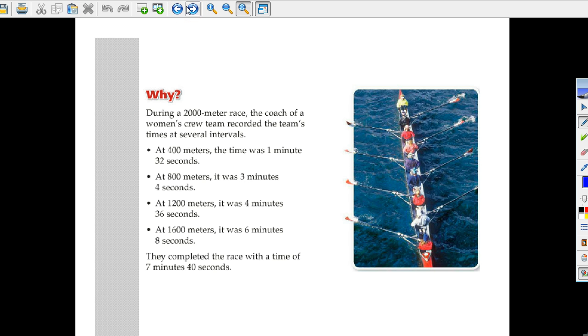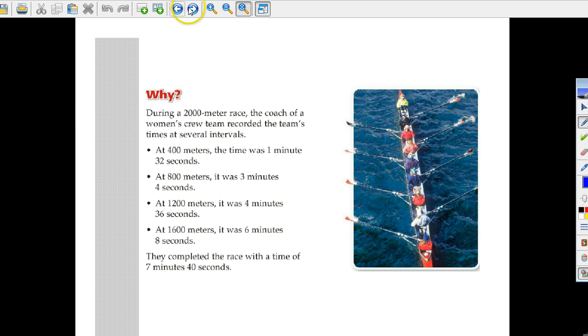Okay, so why? During a 2,000-meter race, the coach of a women's crew team recorded the team's times in several intervals. At 400 meters, the time was 1 minute 32 seconds. At 800 meters, it was 3 minutes 4 seconds. At 1,200 meters, it was 4 minutes 36 seconds. At 1,600 meters, it was 6 minutes and 8 seconds. They completed the race with a time of 7 minutes and 40 seconds.